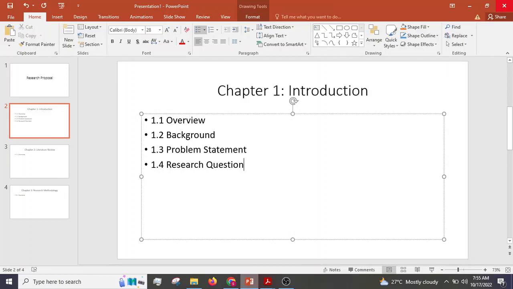Each project only has one problem statement, and from the problem statement, you only have one research question. This research question is an actual question, so it will end with a question mark. By answering this question, you are solving the problem that you have identified in your problem statement. This is the significance of the research question: if you answer it, you are solving that problem.